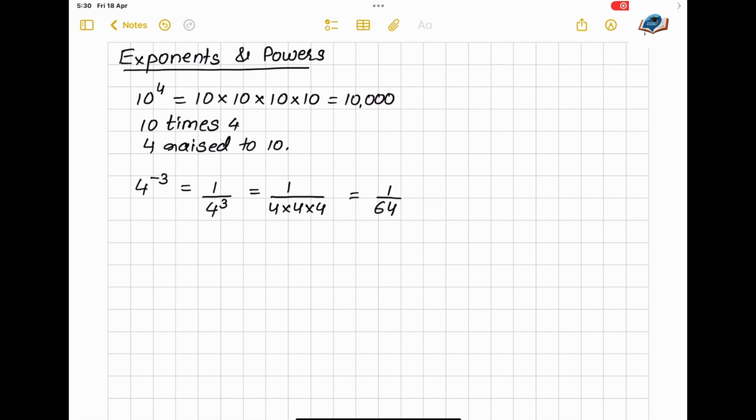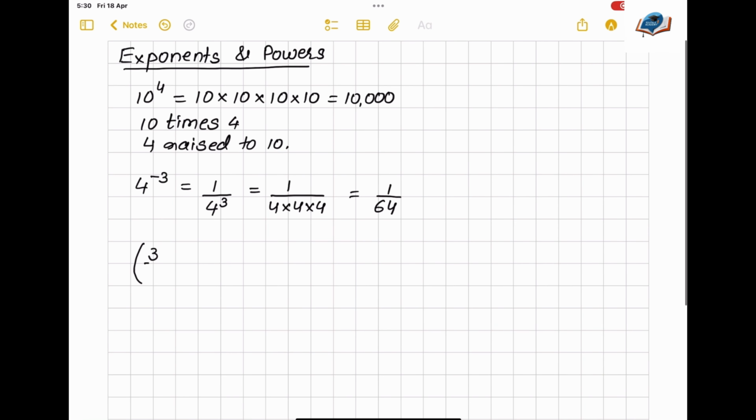Then there are some rules. Before we start the rules, let us revise once more some examples. Now suppose I am given 3 upon 4 whole raised to minus 2. That means 1 upon 3 by 4 whole square. So that will be 4 upon 3 whole square. So 4 into 4 upon 3 into 3. So that will be 16 upon 9.